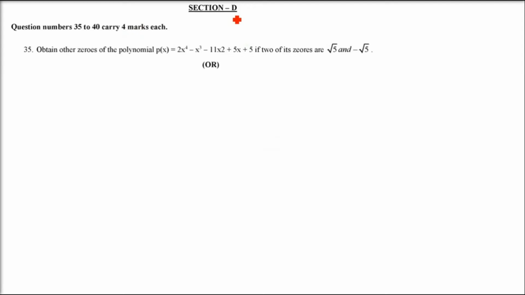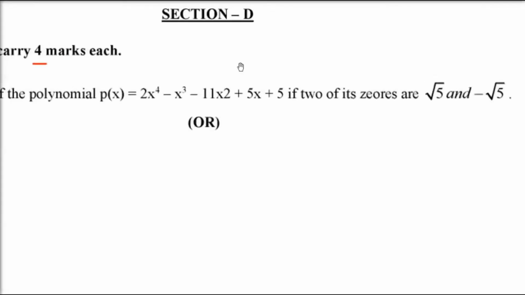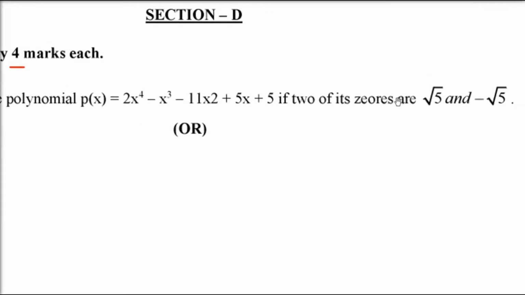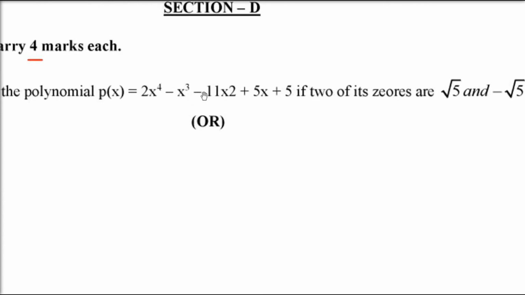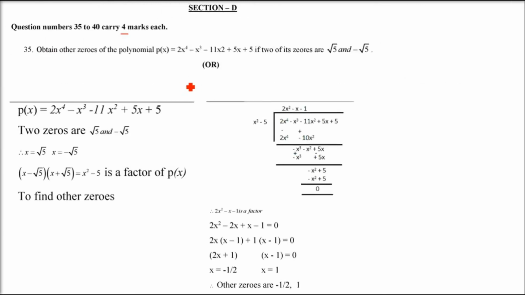Okay. This is section number D, and in section D, 4 marks questions are here. Obtain the zeros of the polynomial p(x). This is the polynomial. If 2 of its zeros are root 5 and minus root 5, zeros are roots only. So we have to find 2 more because there are 4 roots.